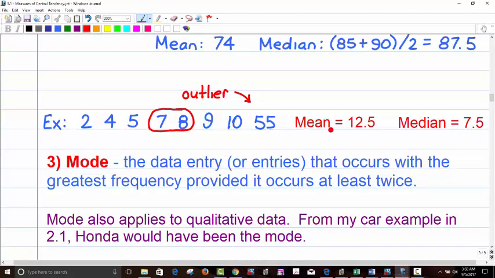So same thing here, where the mean has an effect, that outlier affects the mean, but would have no effect on the median whatsoever.